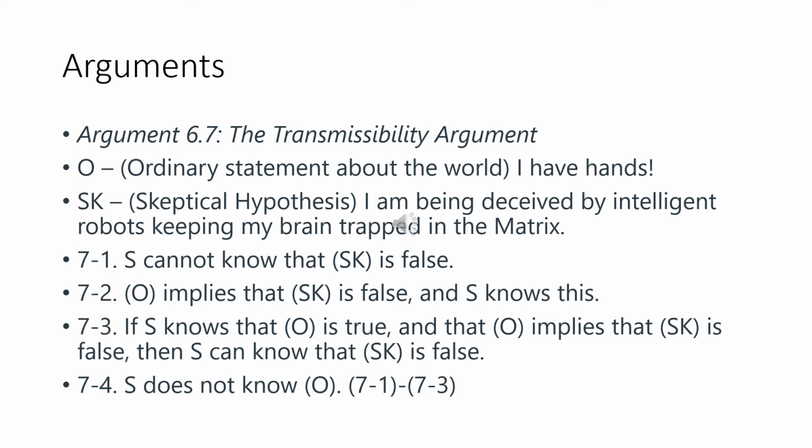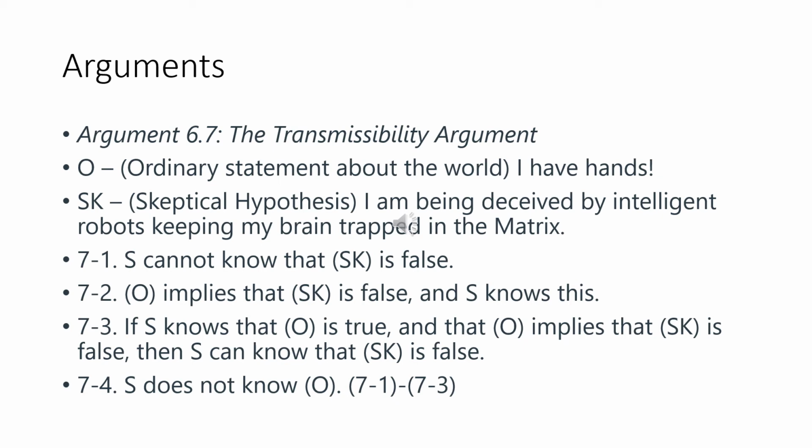Premise 3, if S knows that O is true, and that O implies that SK is false, then S can know that SK is false. So if I know that it's true that I have hands, and that if I have hands, then SK must be false, then I'm not a brain trapped in the matrix, then I can know that I'm not trapped in the matrix, that I can know that SK is false.